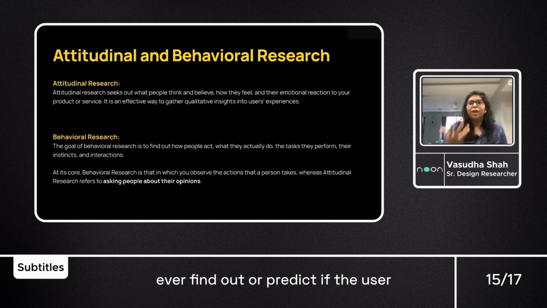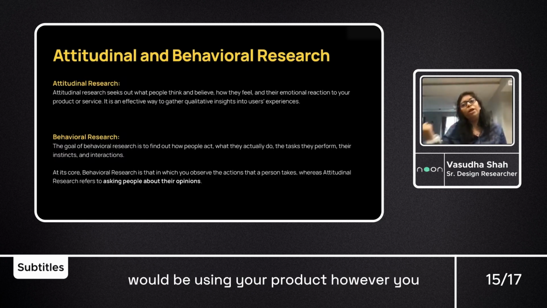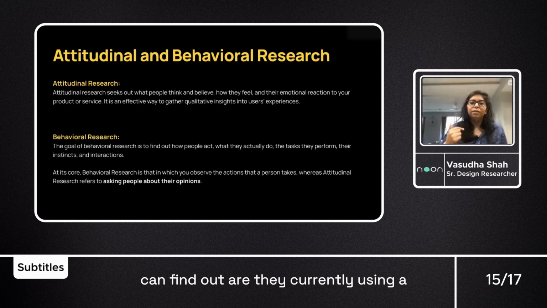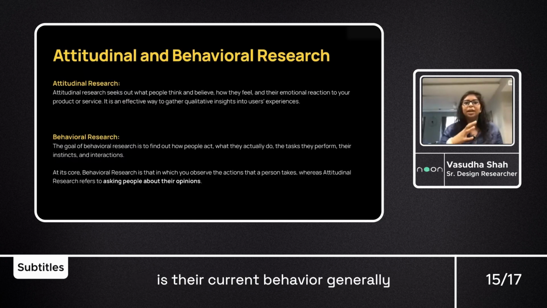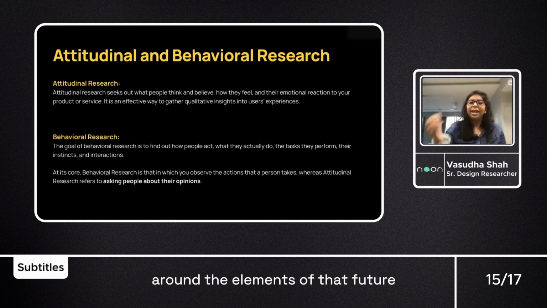You can't ever find out or predict if the user would be using your product. However, you can find out are they currently using a similar product, and how is their current behavior generally around the elements of that future product that you're trying to solve for. If you ever want to look at a futuristic kind of product, you need to look at the current behavior of the user to try to solve for it.